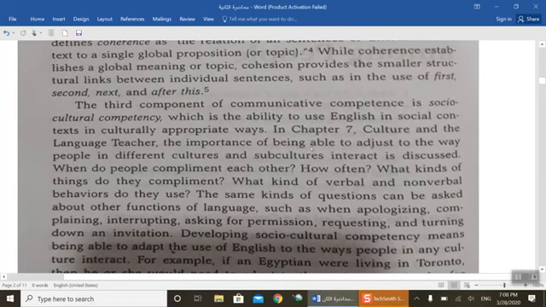This is chapter 7 in detail. The importance of being able to adjust to the way people in different cultures and subcultures interact is discussed. This is in chapter 7. When do people, for example, compliment each other? Compliment. When do people compliment each other?